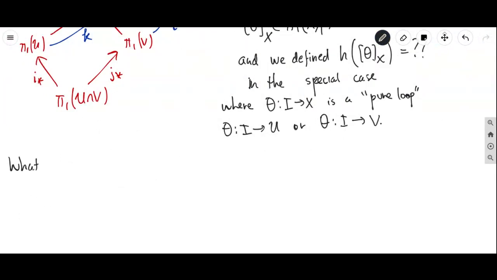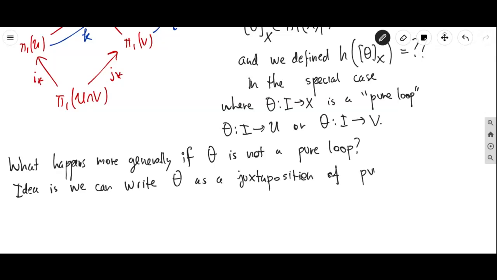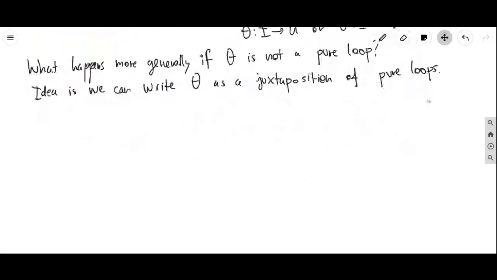So what happens more generally if theta is not a pure loop? Then the idea is we can write theta as a juxtaposition of pure loops. So that's what we're going to do. We can sort of simplify it into pure loops. So how does one do that?